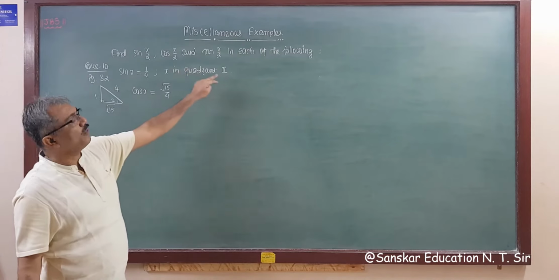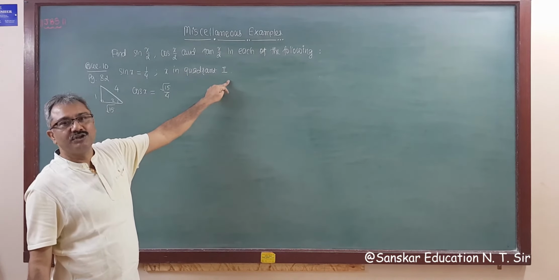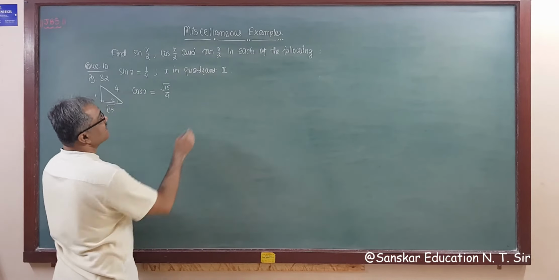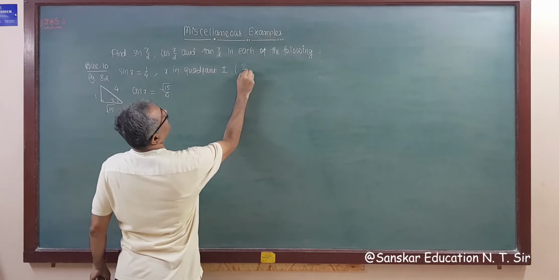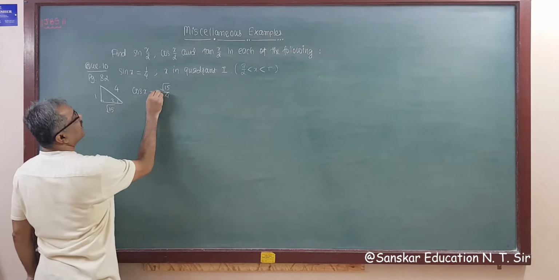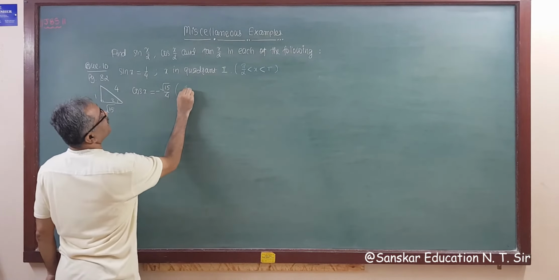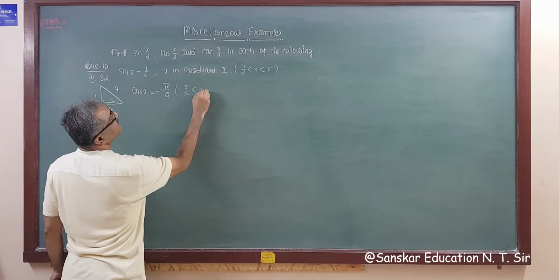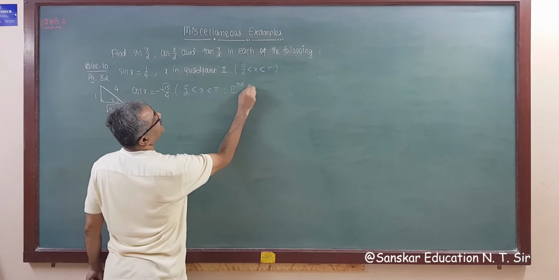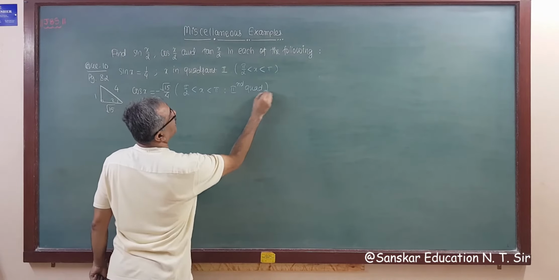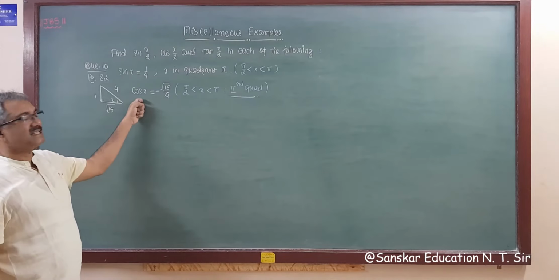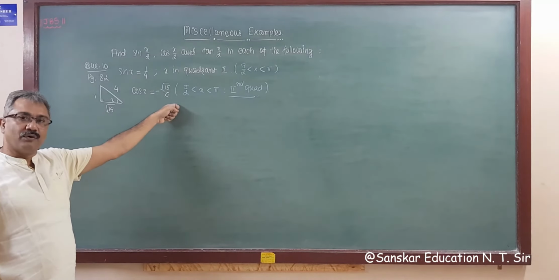Now x is in quadrant 2, that is pi by 2 to pi, so cos is negative. So this is quadrant 2, that is pi by 2 less than x less than pi, and for that cos is negative. Second quadrant, that you know now, right? So we get cos x as minus root 15 by 4, right?